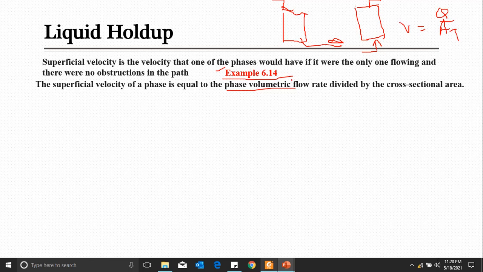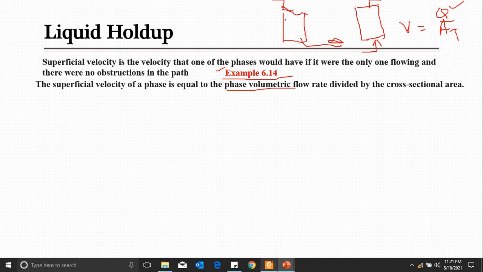Some flow rates are provided, and you can very easily do that calculation. Kindly just go through that. The formula is simple: the superficial velocity is equal to the volumetric flow rate divided by the cross-sectional area. So if I tell you that there is a column with a specific diameter, with the help of that you can find the area, which will be equal to pi by 4 d square.